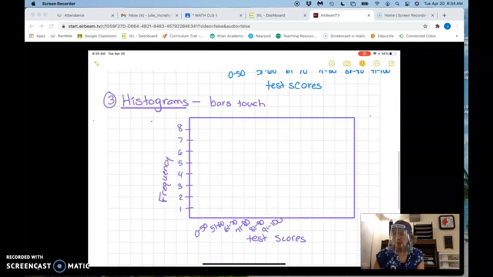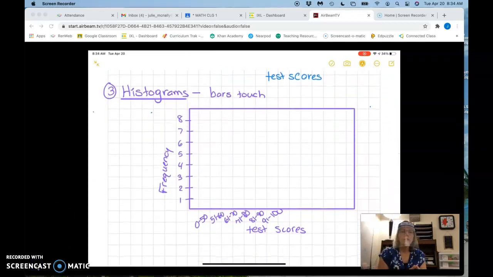And now we're going to do histograms, which means the bars in the graph touch each other. So you'll notice at the bottom we wrote our numbers a lot closer together this time so that the bars can actually touch each other. So in the 0 to 50 range, I have no one. In the 51 to 60, I have 1.